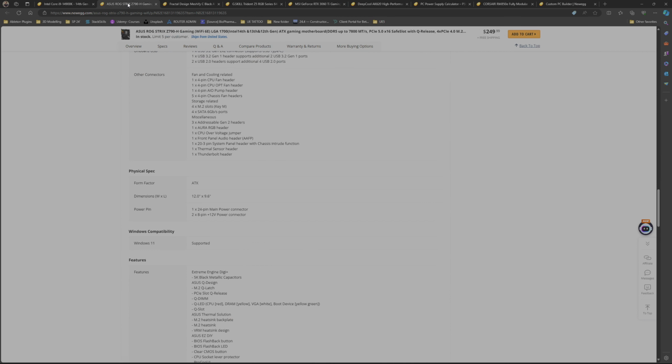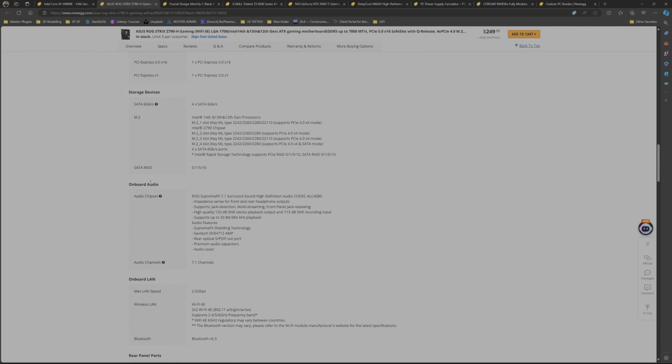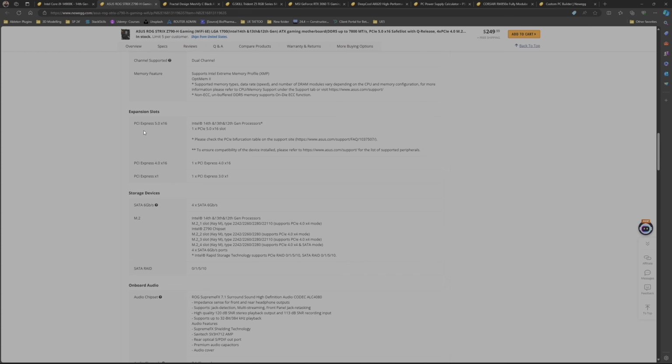Most graphics cards are going to be, where's the PCI? Most cards are going to fit that. So you just make sure it fits that.